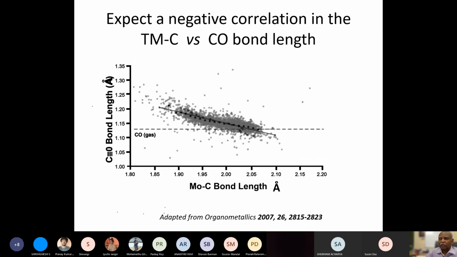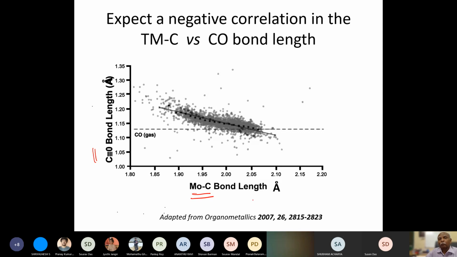First of all, as you increase the population in the pi star, the CO bond weakens. So the bond between carbon and oxygen is going to keep elongating as you shorten the metal carbon bond. Metal carbon bond comes closer, there's going to be better back bonding. Better back bonding, the CO bond length is going to increase. So that's exactly what you would expect if I plot the molybdenum carbon bond length and the carbon oxygen bond length in a series of molybdenum carbonyl complexes.